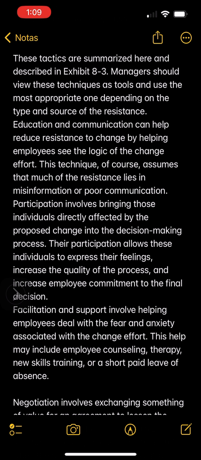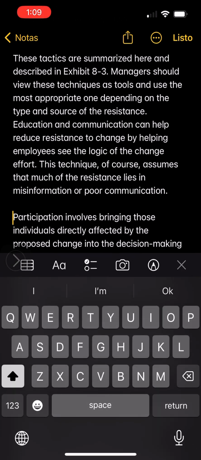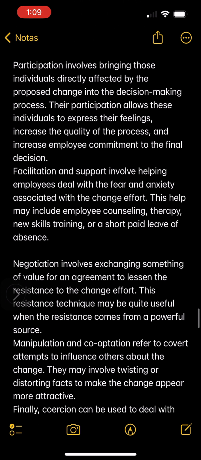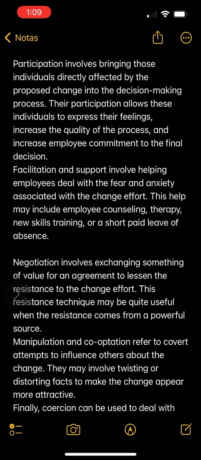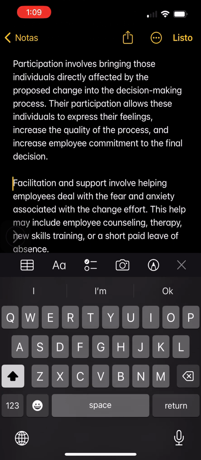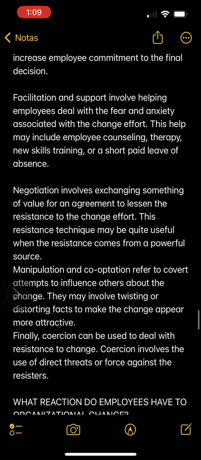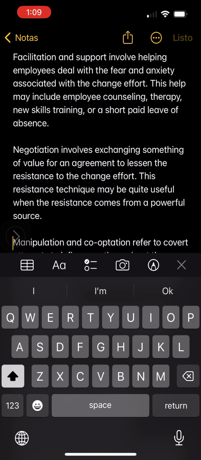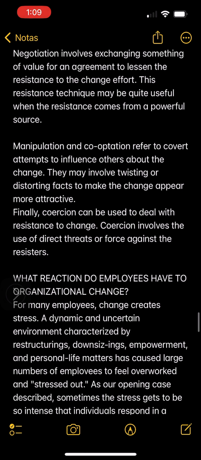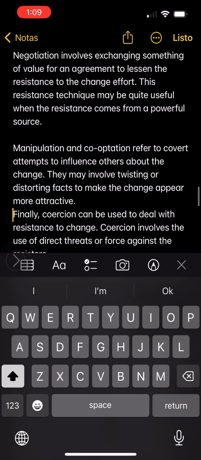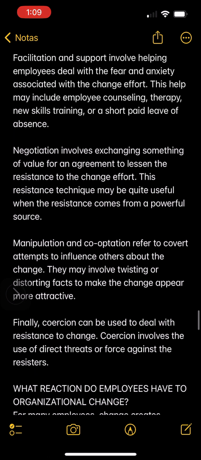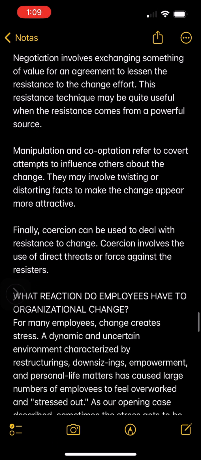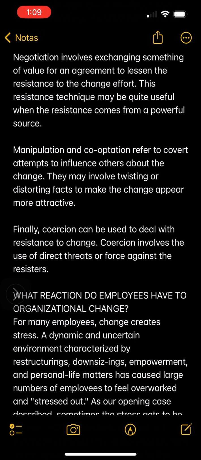Participation involves bringing those individuals directly affected by the proposed change into the decision-making process. Their participation allows these individuals to express their feelings, increase the quality of the process, and increase employee commitment to the final decision. Facilitation and support involve helping employees deal with the fear and anxiety associated with the change effort. This help may include employee counseling, therapy, new skills training, or a short paid leave of absence. Negotiation involves exchanging something of value for an agreement to lessen the resistance to the change effort. This technique may be quite useful when the resistance comes from a powerful source.